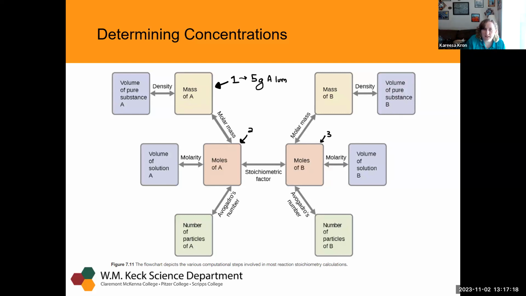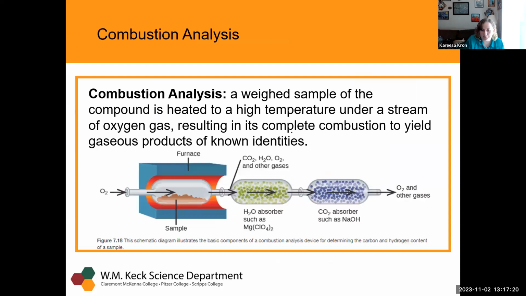And a specific type of gravimetric analysis that we like to use and to talk about is combustion analysis. And so in combustion analysis, a weighed sample, so we mass the sample before we put it in a furnace. And then we heat that sample to a high temperature with excess oxygen. So the whole time we're pouring oxygen over this reaction. And the result is that we get complete combustion to yield gaseous products of known identities.